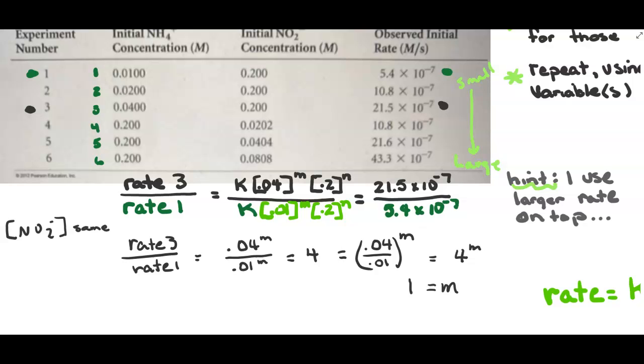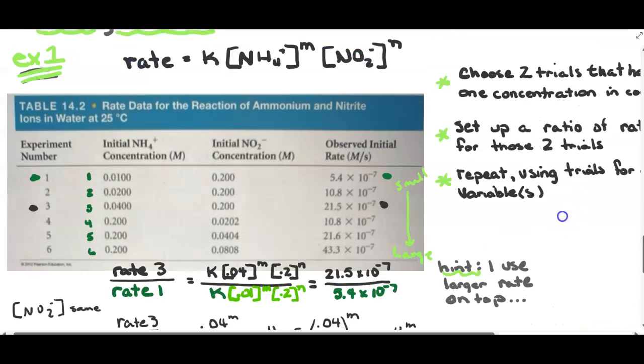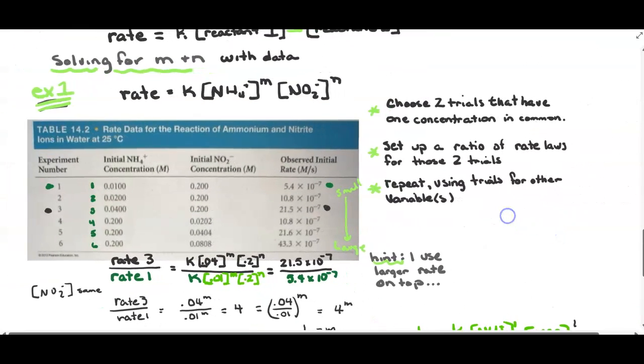Then we need to pick 2 to compare to each other. So we're going to choose 2 trials that have one concentration in common. Set up a ratio between those. So you see I've written rate 3 over rate 1, so I'm going to pick experiment number 3, and it's bigger, so I put it on top. You can put 1 over 3. I just like to have whole numbers instead of decimal numbers, and divide it by rate number 1. Now remember, the rate is the rate of the reaction. That's that observed initial rate over there in that column, the third column.